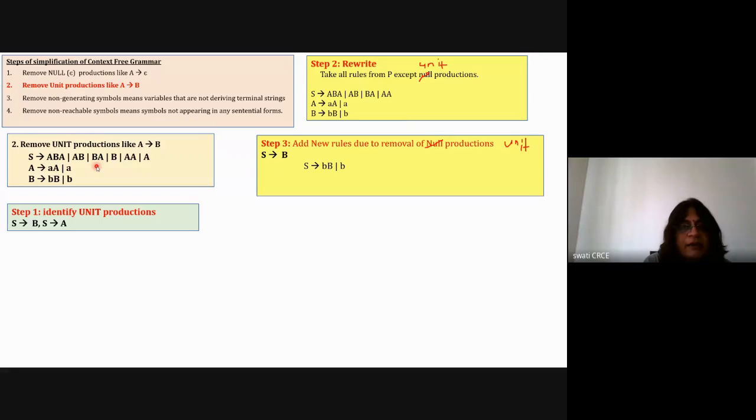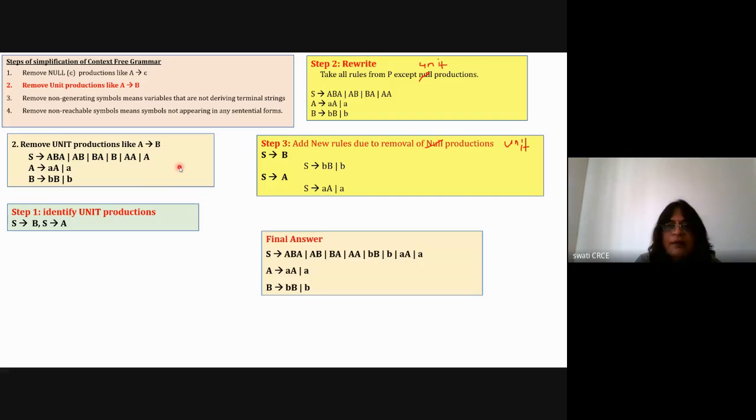Then in the second unit production, you have S is equal to capital A. So what is the meaning of this rule? S is nothing but A. Whatever is there in A is also there for S. So A is equal to small a capital A, or A is equal to small a. So S can also be small a capital A or a. Okay, so we'll say S is equal to small a capital A or a, and then rewrite the grammar.